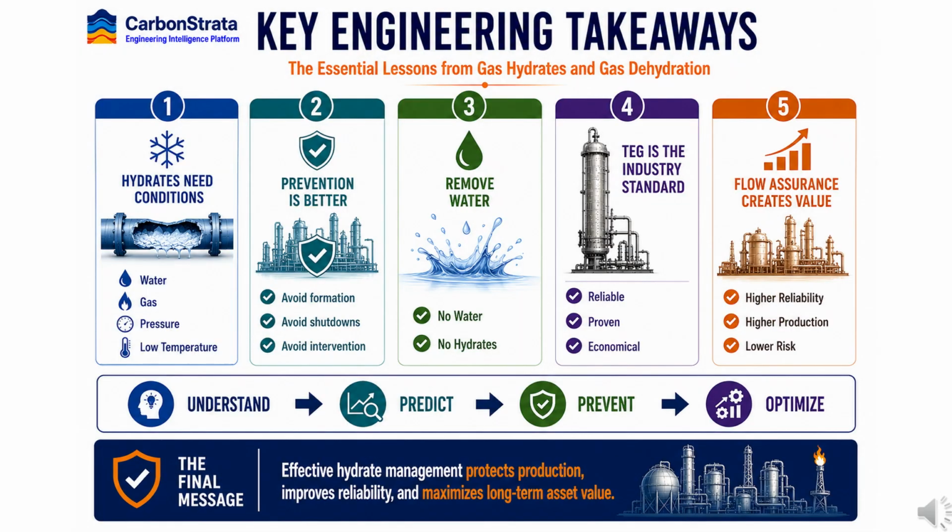This chapter has introduced the fundamentals of gas hydrates and gas dehydration. We learned that hydrates form when water, gas, pressure, and low temperature occur together. Preventing hydrate formation is significantly safer and more economical than removing hydrate plugs after they develop. Dehydration provides one of the most effective long-term solutions because it removes water from a system before problems occur. TEG dehydration remains the industry standard for most natural gas processing applications due to its reliability and cost-effectiveness. Most importantly, effective flow assurance is not simply about preventing operational issues. It is about protecting assets, maximizing production, and delivering long-term value throughout the life of the field.